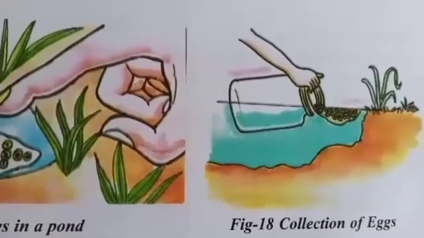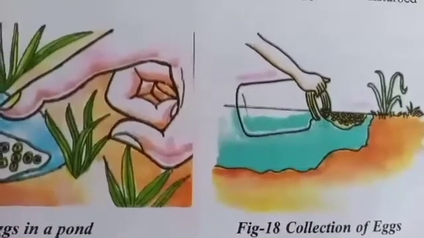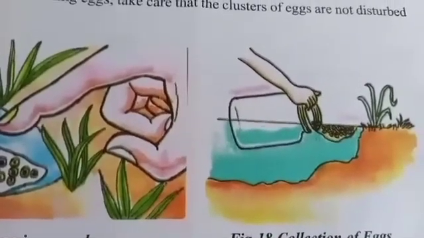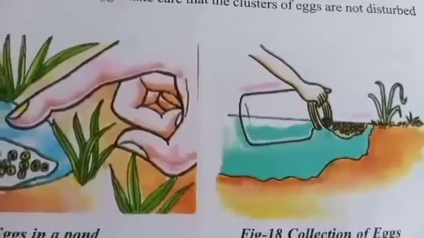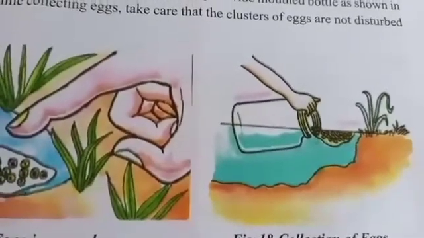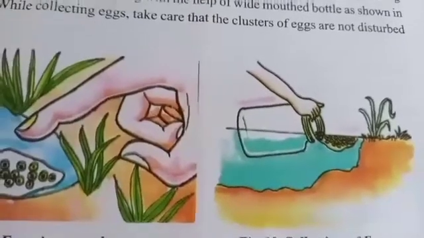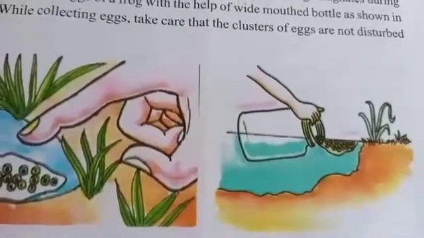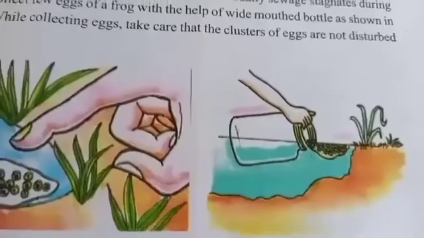Children, please observe these eggs. The blackish portion which is present inside of the egg, that is called what? Embryo. Okay, that is called embryo. So the embryo is developed into what? Tadpole. The embryo is developed into tadpole.